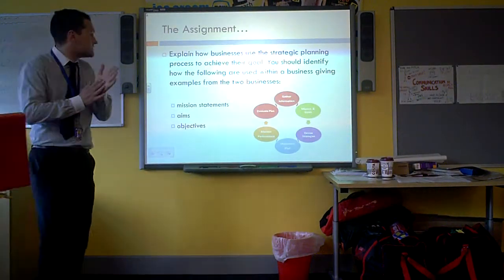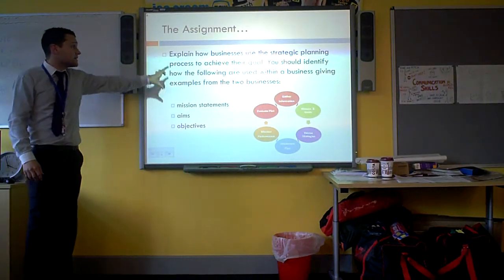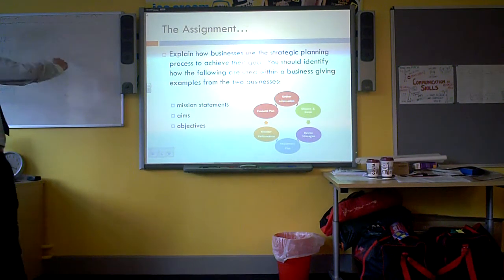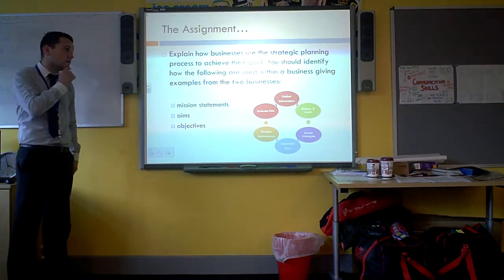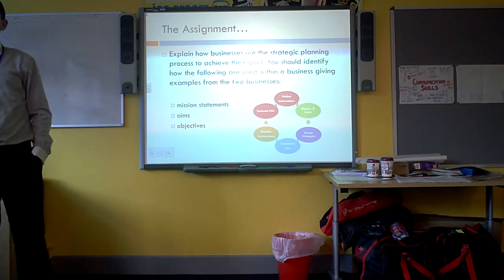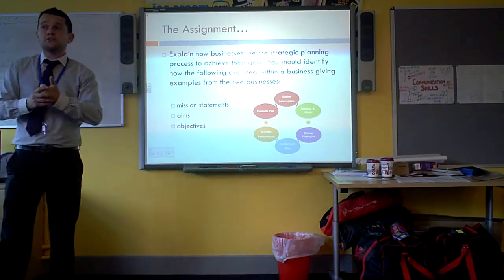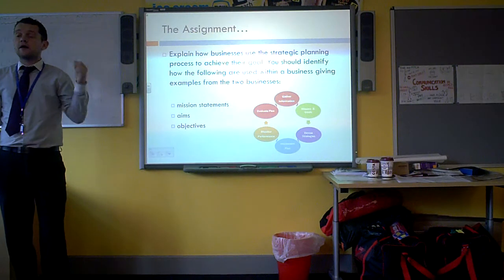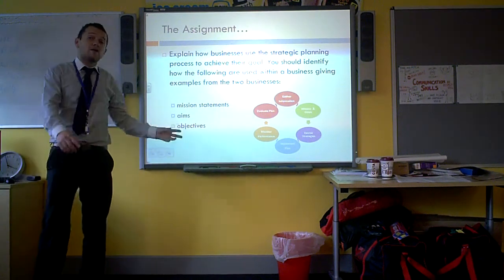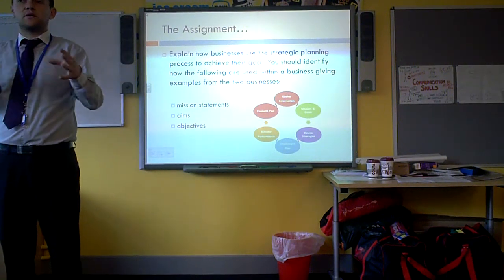How this links in with your assignment. This is your question. Explain how businesses, i.e. your 2 businesses, Apple and the Pound Shop, use the strategic planning process to achieve their goal. You should identify how the following are used within a business, giving examples from the 2 businesses. Bear in mind, again, that your examples are probably going to be Apple. And that's fine. What I'm going to do now is stop the camera and we'll have a chat as more of a debate type thing. We'll discuss exactly what you're going to do for this assignment.